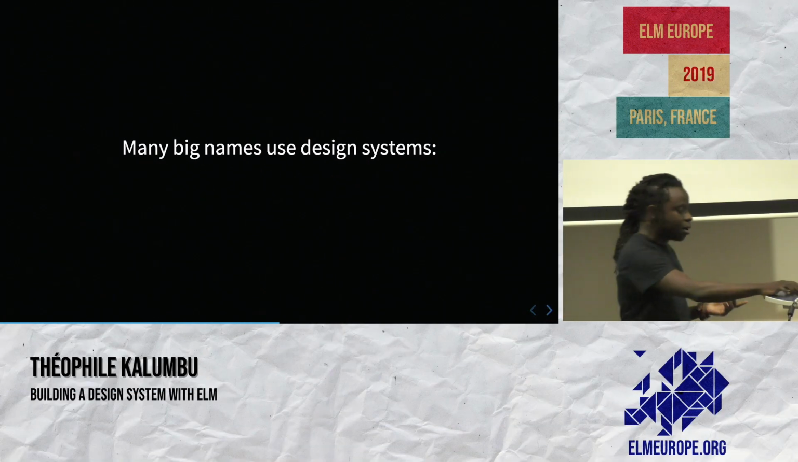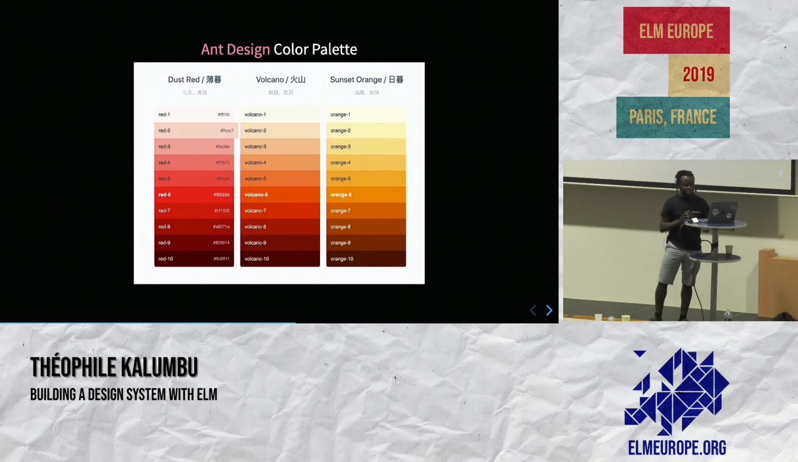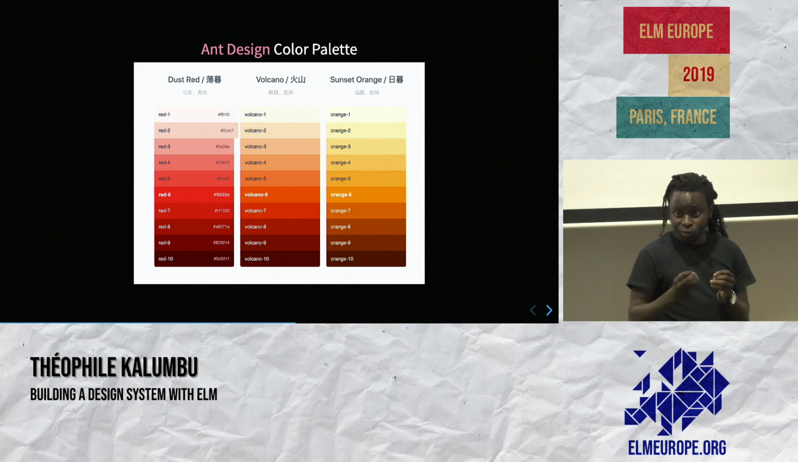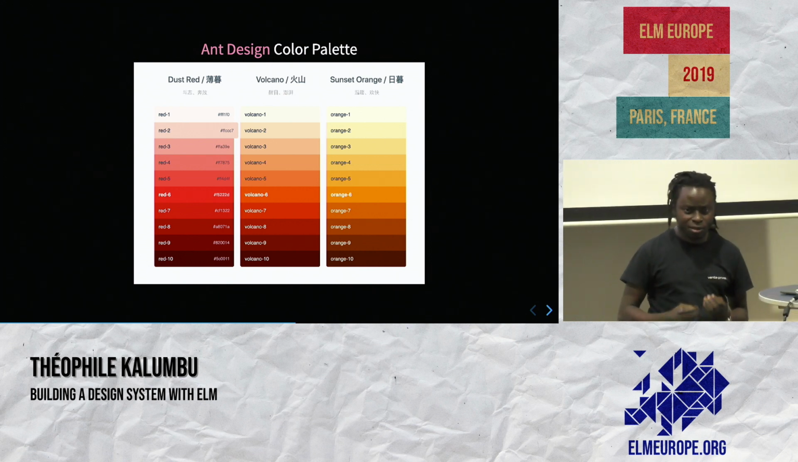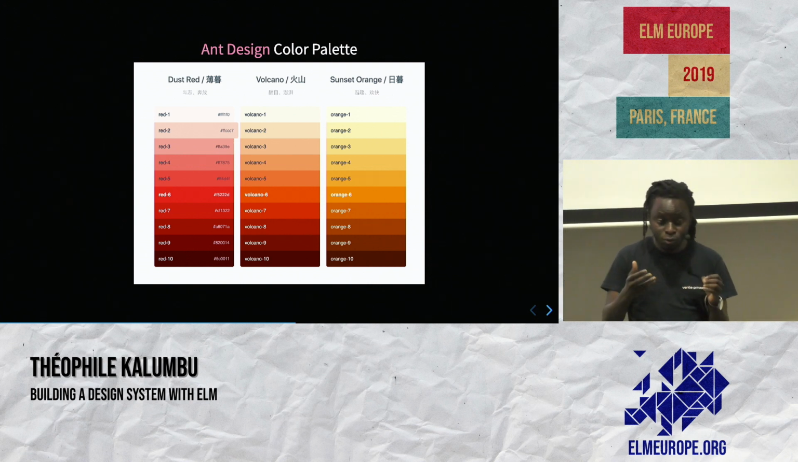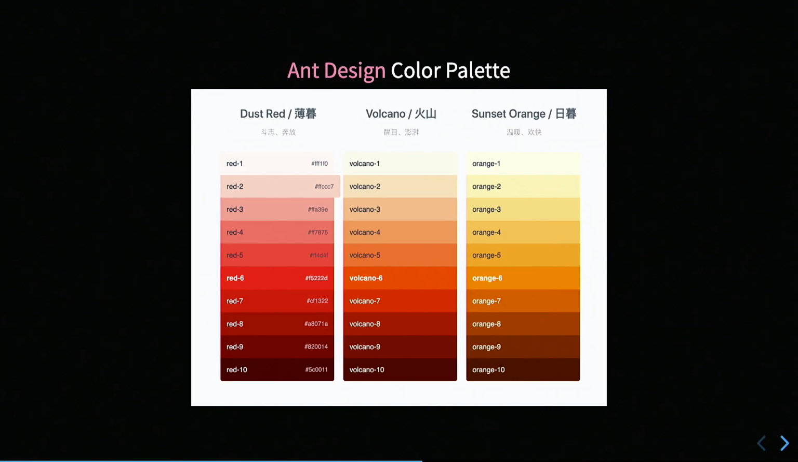Google, Alibaba, IBM, and so on. It's a hot world nowadays. For example, this is Ant Design's Alibaba color palette, where we have different colors with different variations, and most importantly, the names: Volcano, Sunset Orange, Dust Red. All these are memorable names. So the designer and the developer have to use these names, and it's a shared language, a common vocabulary.